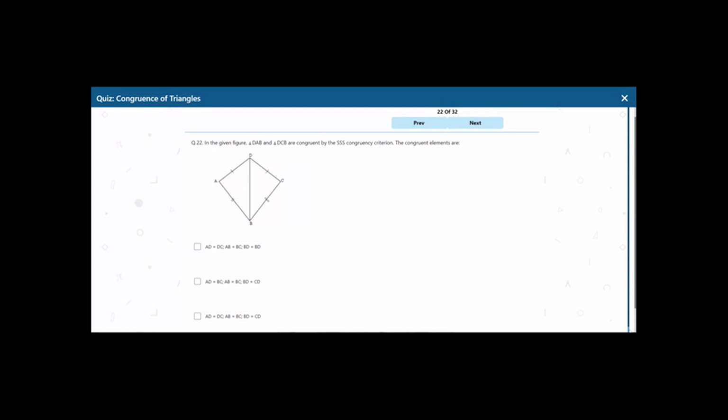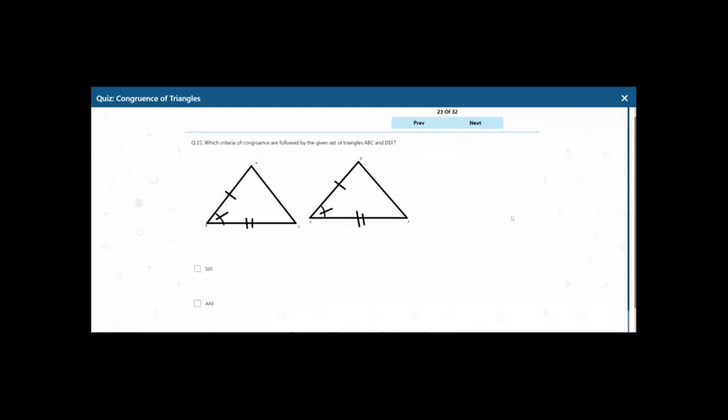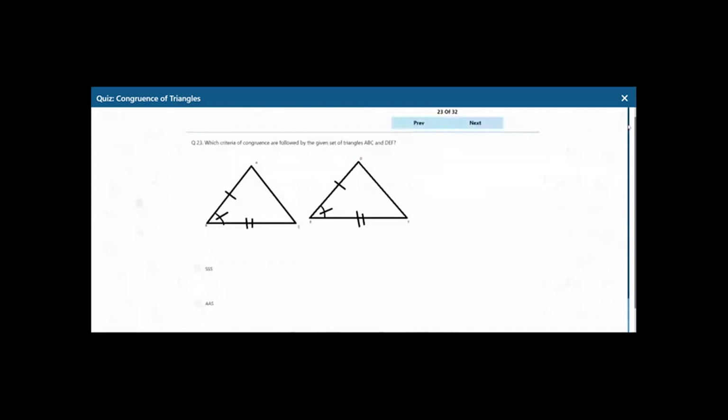Ma'am, option 1. Option A, ma'am. Correct. That's correct. Which criteria of congruence are followed by the given set of triangles ABC and DEF? SAS, ma'am. Correct. That's correct.